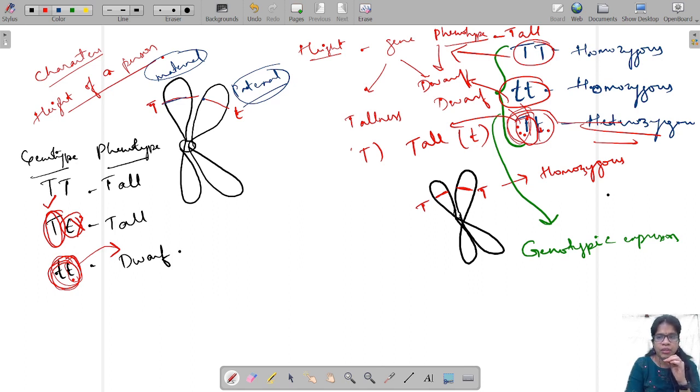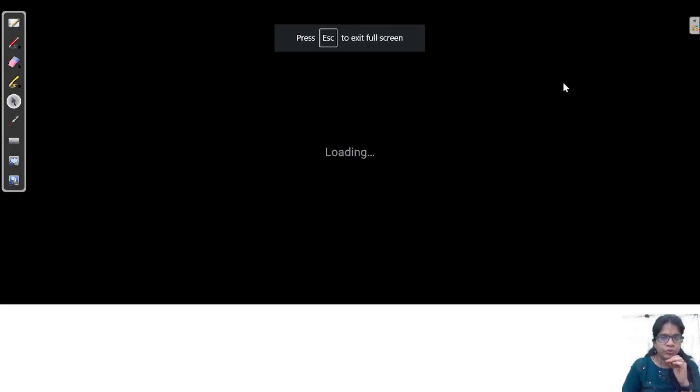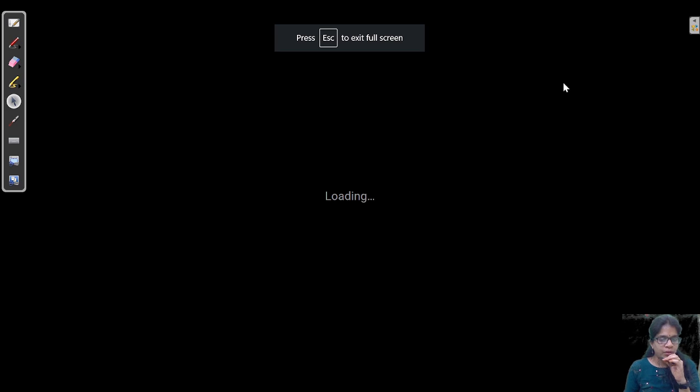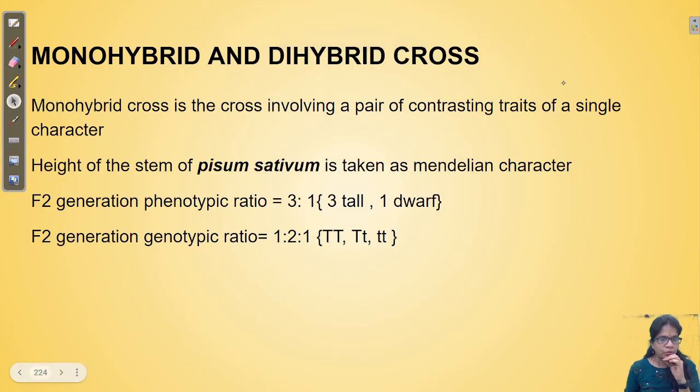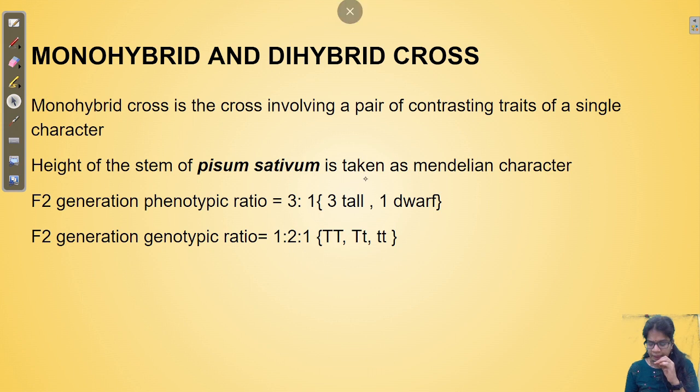Okay, so I think I got a better idea. If you go back, I told you gene locus, I told you alleles, dominant and recessive, which is expressed more as dominant, and the recessive can only be expressed in homozygous condition. Right, in heterozygous condition, only the dominant will be expressed. So phenotype, genotype, haploid, diploid, and homologous chromosomes. Right. So monohybrid and dihybrid crosses.